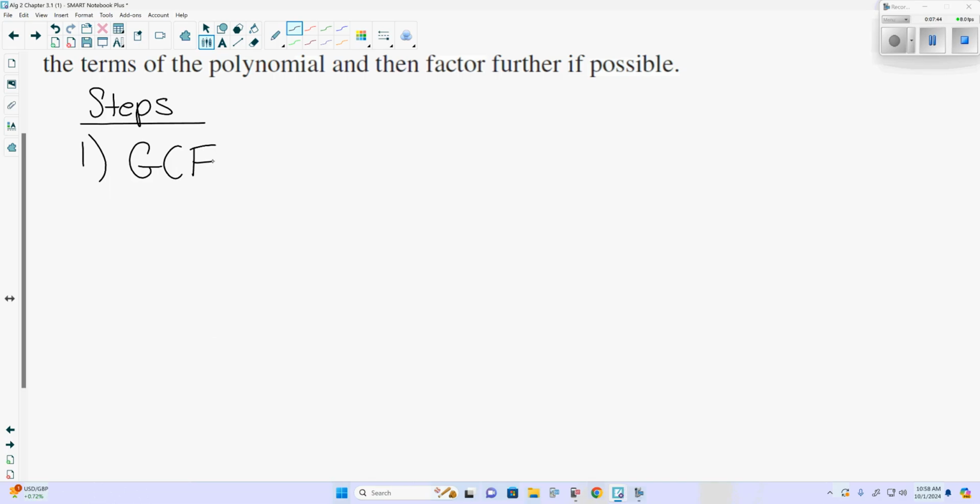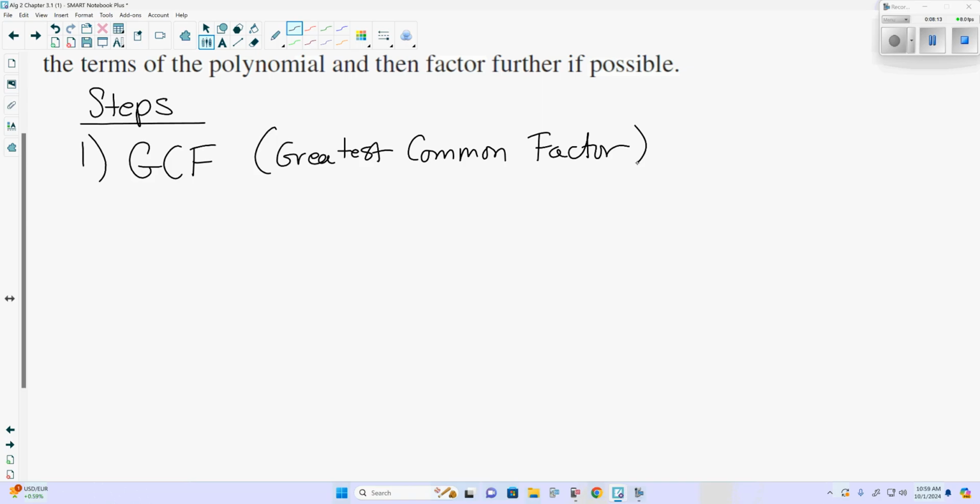The first main step in factoring, especially these quadratics in the form of ax squared plus bx plus c, is to find the greatest common factor. So the first thing we really need to be looking for is a number or variable that is common in all three, common throughout the expression. If there is, we want to factor it out.